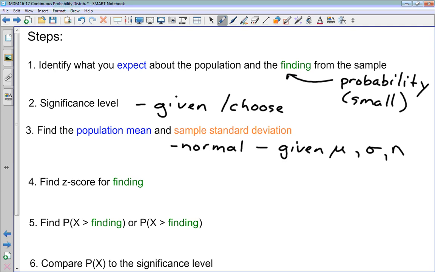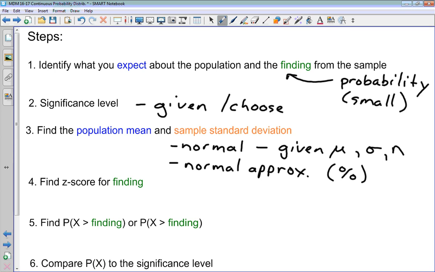If you don't see a standard deviation given to you in the question, then you're using the normal approximation to the binomial distribution rather than using the normal distribution. So in both cases, you're going to be using the normal distribution, but in other cases, you're going to be using the normal approximation. The tip-off that you're using the normal approximation is things are given as percentages or probabilities in the question. Okay.